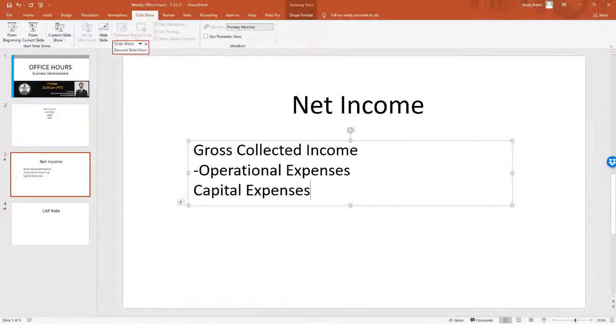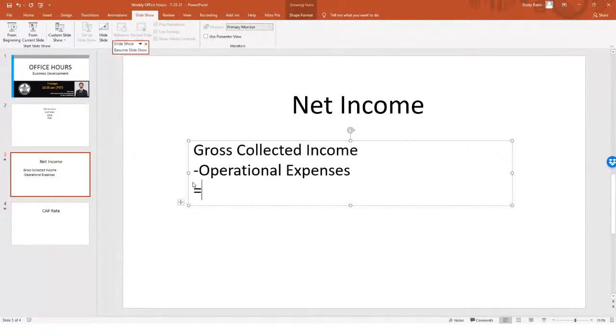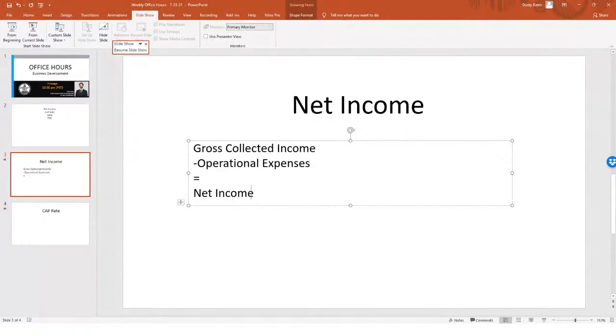But if I'm talking about net income, I'm going to remove my capital expenses. I'm not going to count the $15,000 roof replacement that I did that year. I'm going to remove that from my P&L because every dollar that I put into this, as far as net income goes, is going to improve my value. And you'll see what that is. So very basically, the gross collected income minus my operational expenses is my net income. Okay. That is what net income means.